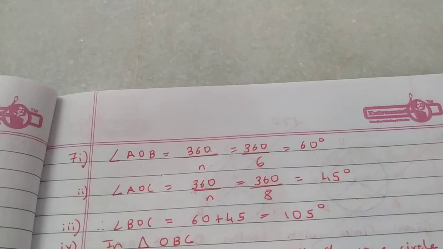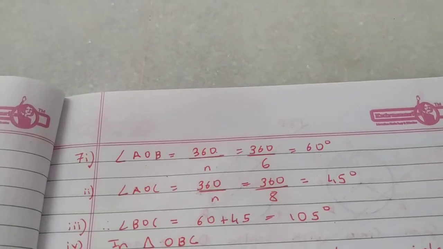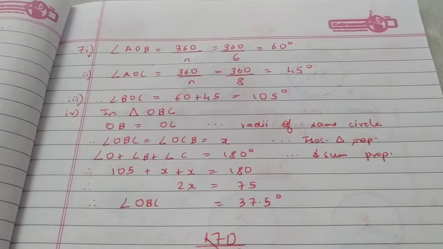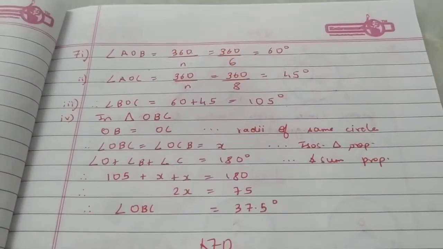Now Roman number 1 and 2 done. Now Roman number 3, angle BOC. Well, just add the two central angles and you get it. And Roman number 4, angle OBC. Keep looking at the diagram. In geometry, we have to look at the diagram several times in the sum to understand it better. How to find angle OBC? Again, we have to consider triangle OBC to solve. First we use isosceles triangle property, then we use angle sum property, and we get the final answer.